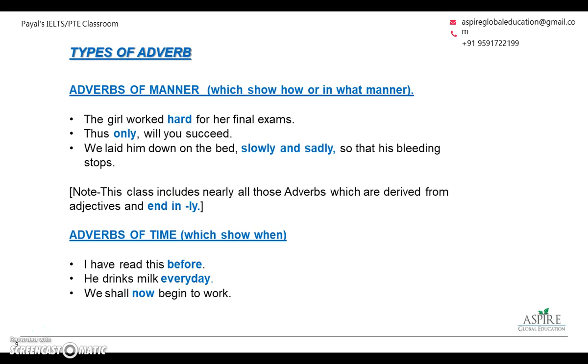Let's try to go through the types of adverbs. Adverbs of manner show how or in what manner. So when you look at the sentence, you ask yourself the question how for the action, and the answer that you get would define your adverb of manner.